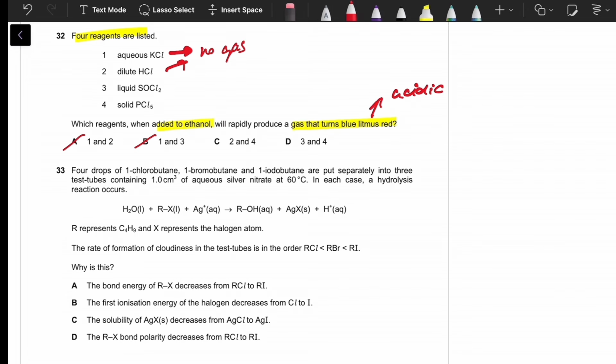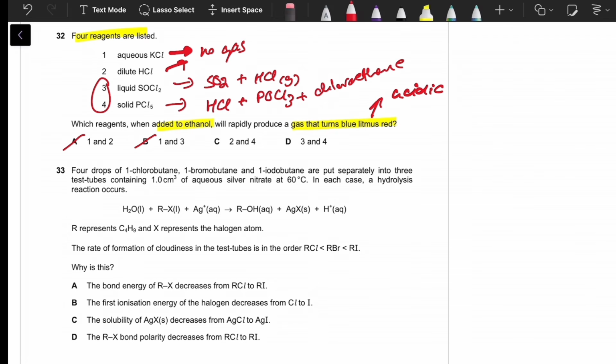With liquid SOCl2, we end up with SO2 and HCl gas. This HCl gas is going to turn blue litmus red. PCl5 is a solid, and it would also produce HCl alongside POCl3 and chloroethane. Therefore, both options 3 and 4 are correct, and the correct answer is option D.